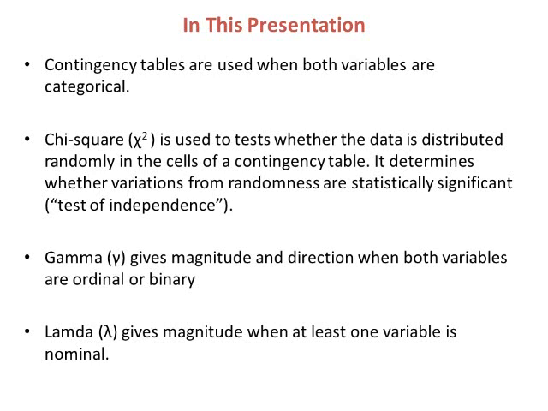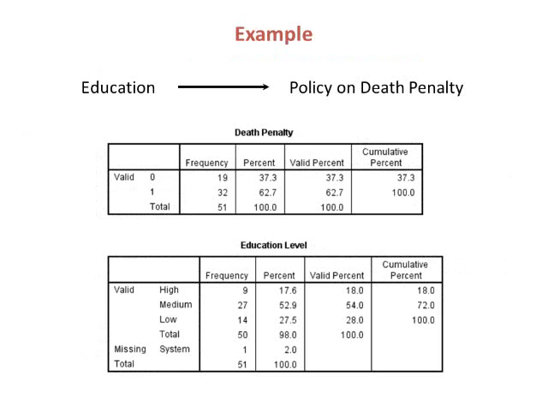It determines whether variations from randomness are statistically significant, and thus is seen as a test of whether the variations are independent of the random distribution of points. Chi-square needs to be supplemented in order to find magnitude and direction. Gamma gives magnitude and direction when both variables are ordinal or binary. Lambda can give a magnitude when at least one variable is nominal.